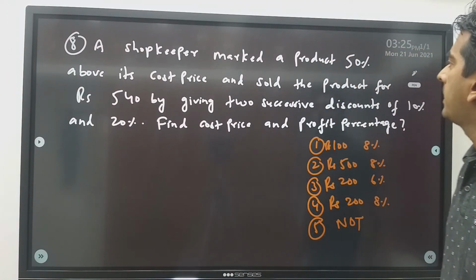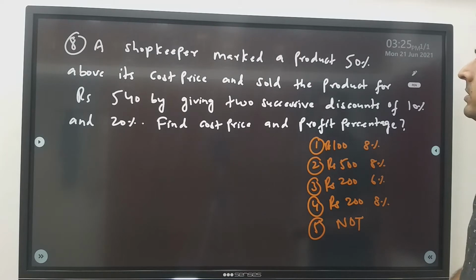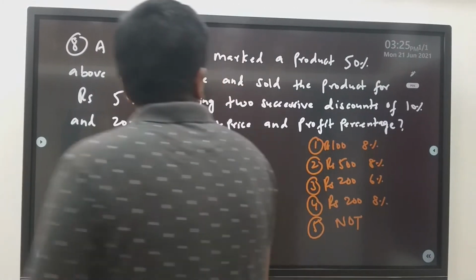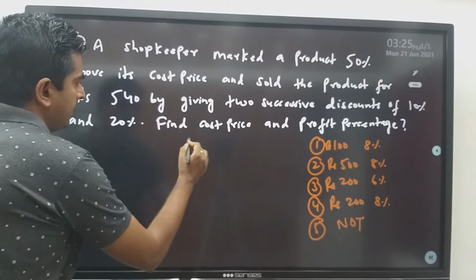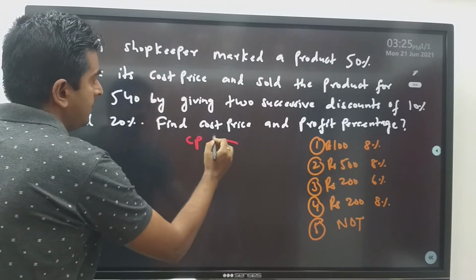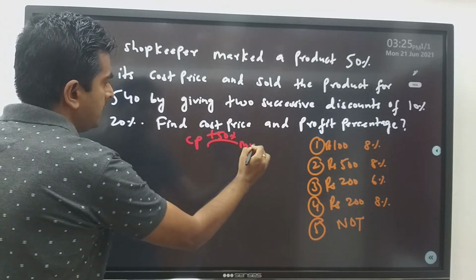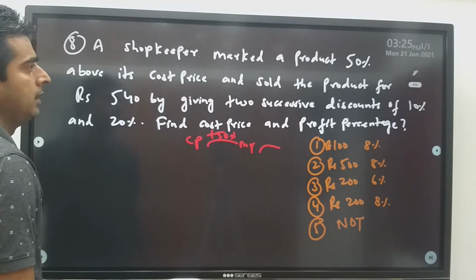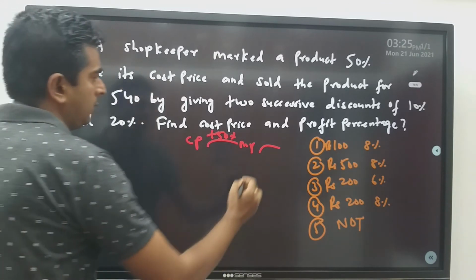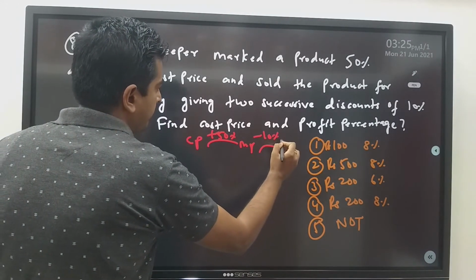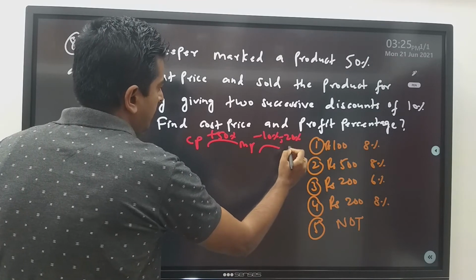A shopkeeper marked a product 50% above its cost price and sold the product for rupees 540 by giving two successive discounts of 10% and 20%. Find the cost price and profit percentage. Right? So this is CP. Then you are marking it up by 50%. You will get the marked price, and then you are getting a discount of 10% and 20%. Then you have the selling price.